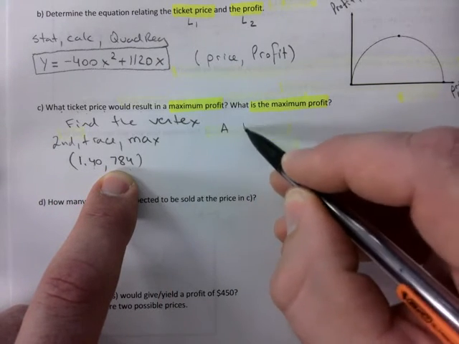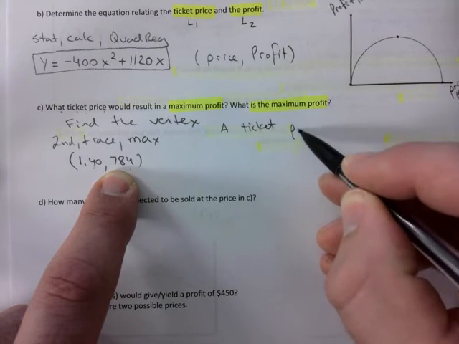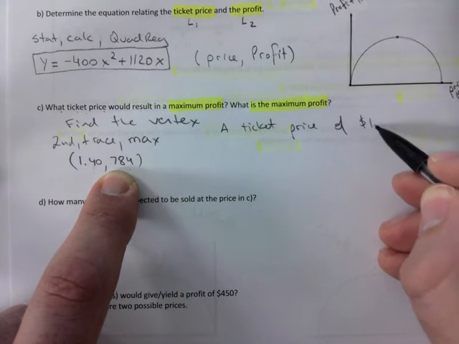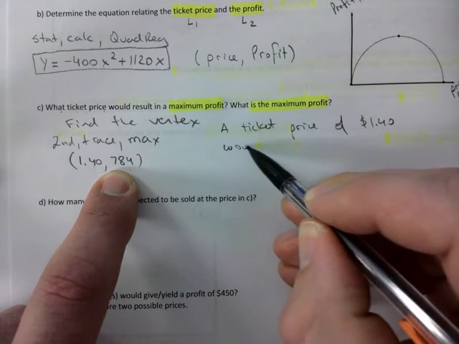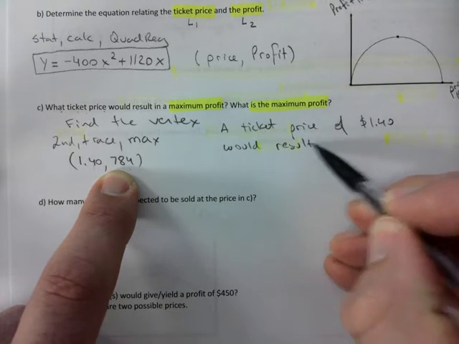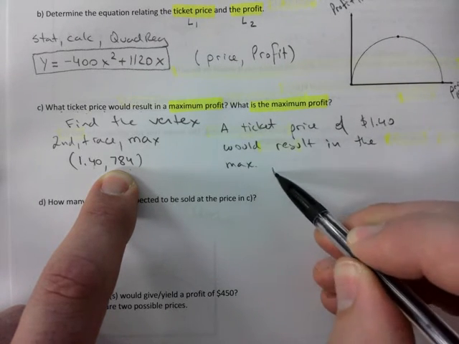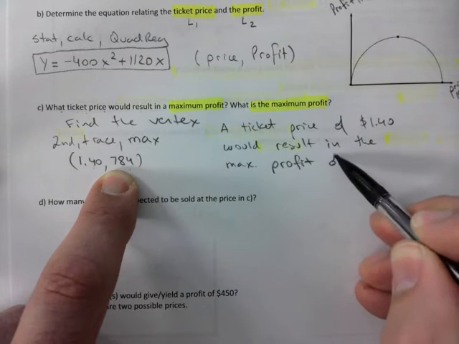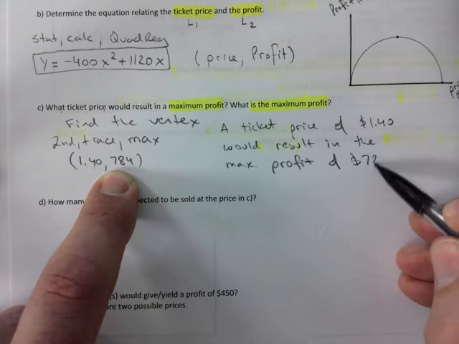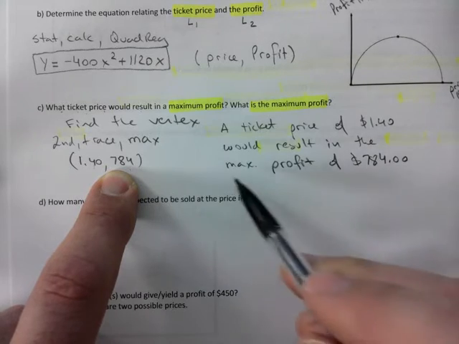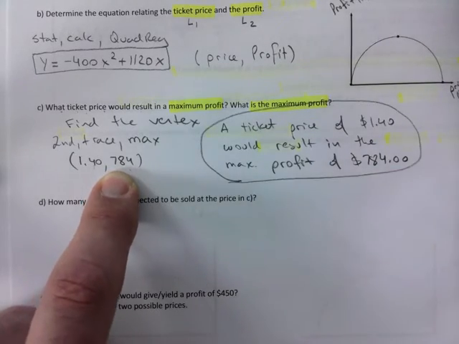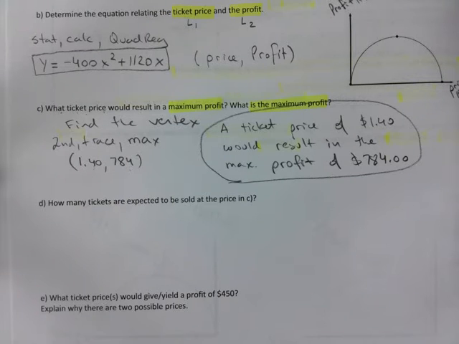So a ticket price of $1.40 would result in the maximum profit or revenue of $784. You kind of just answered everything in this statement right here. So the vertex tells you two things in this case: the ticket price that would result in the maximum profit, and what the actual profit would have been, which is $784.